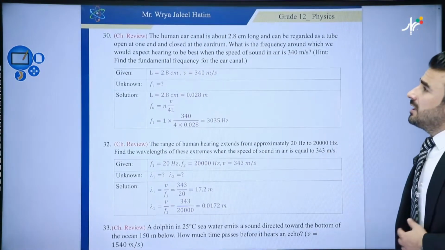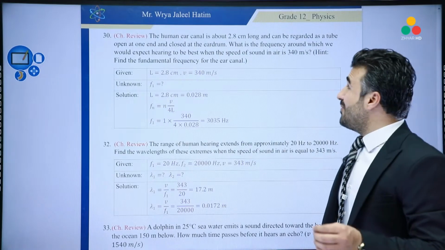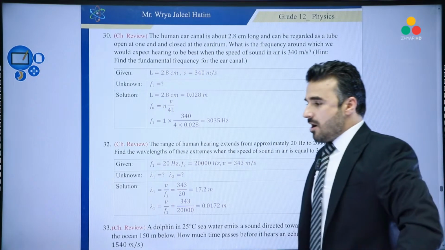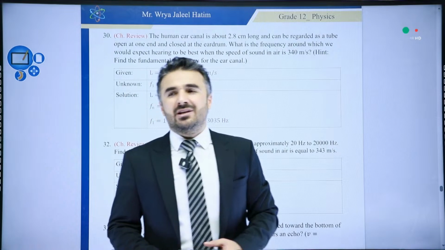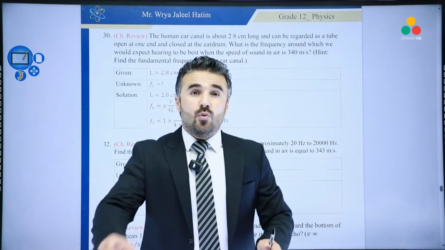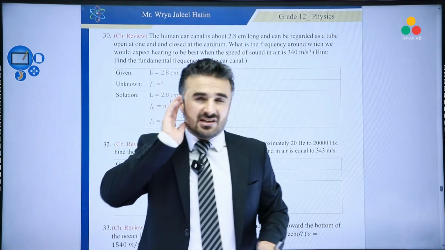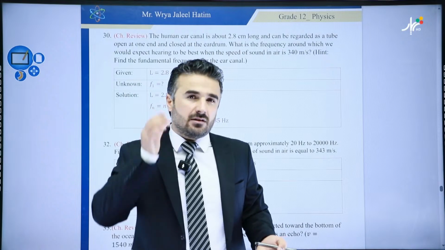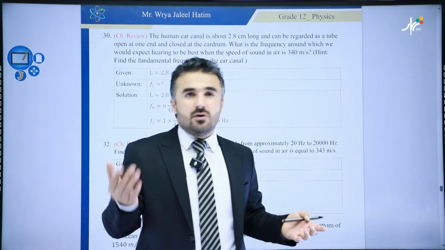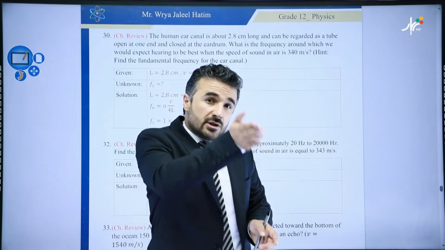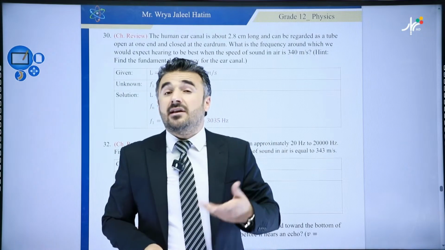It says, a human ear canal is about 2.8 centimeter long. Now, remember, when it talks about the human ear, you have to think about what it looks like exactly. Basically, there is a side that is open, and the other end is the ear canal that goes to the eardrum. So the eardrum is the boundary or the other side of the ear that is closed.